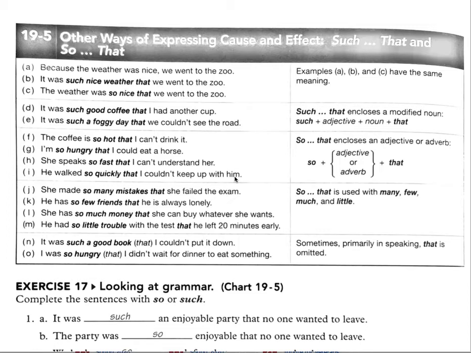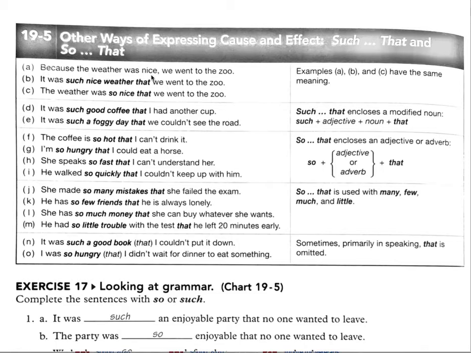So today on chart 19.5 on page 412, if we look at the top here, this is a chart that says other ways of expressing cause and effect: such blank that and so blank that. Okay? Now, if we look at examples A, B, and C, we're going to see that they all have the same meaning using such that, so that, or even an adverb clause because. But we're going to distinguish how we use them. Okay? So look at letter A.